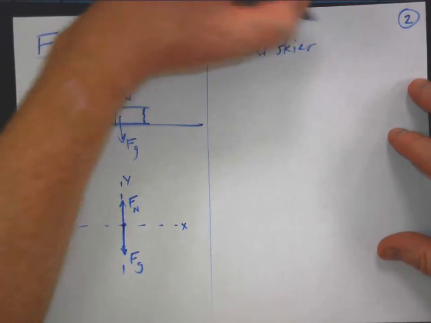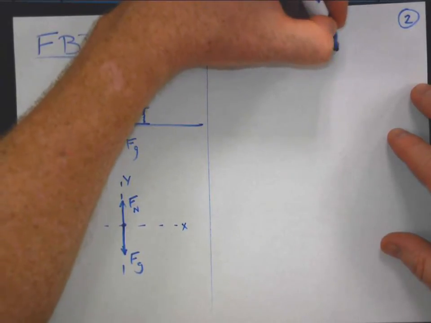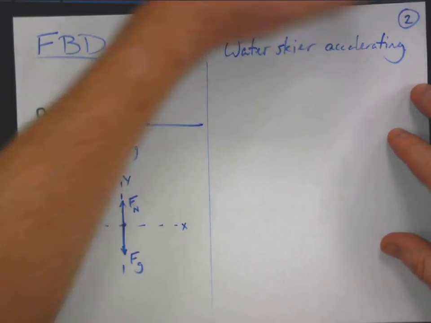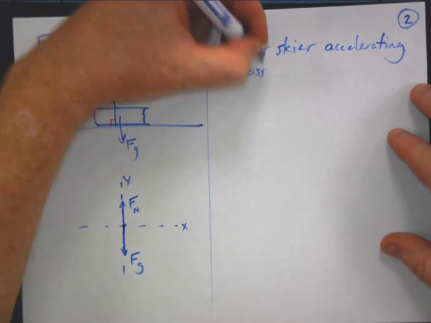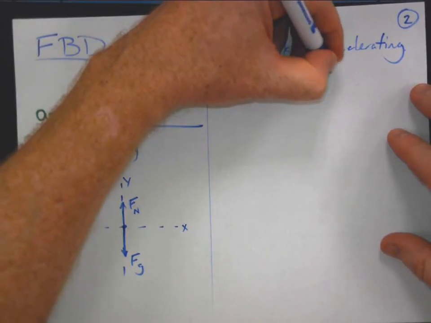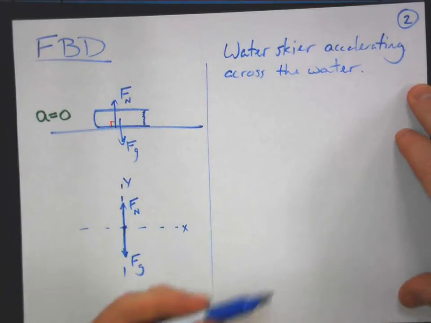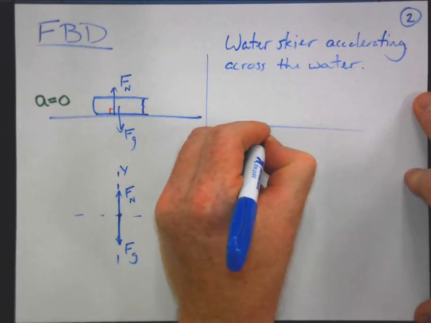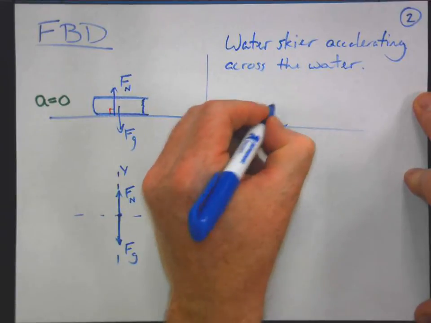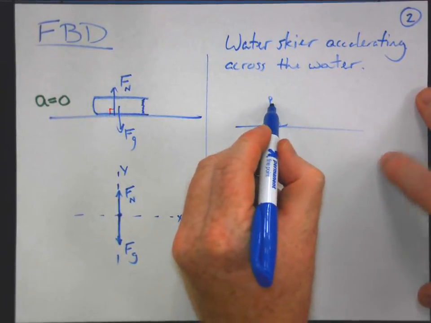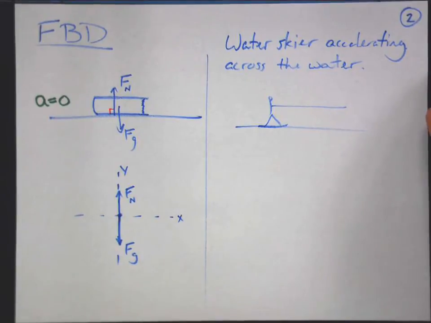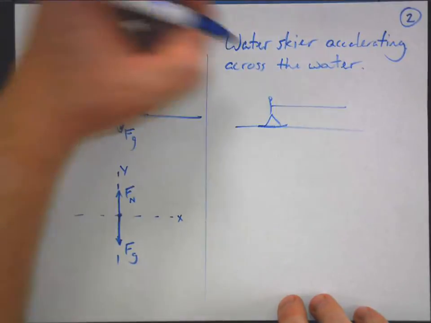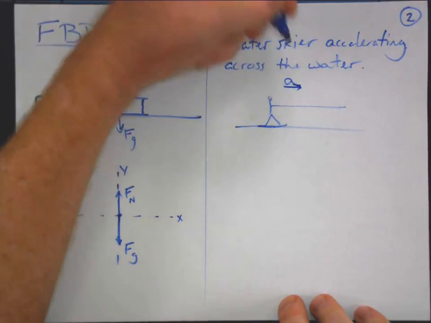It's going to be a water skier accelerating across the water. Okay, marker's starting to go. So here's my situation. Water ski and water skier. And of course there's a rope, and the rope goes to a boat, and the boat is actually what's getting the skier to accelerate across the water. Brilliant. We have an acceleration in that direction.